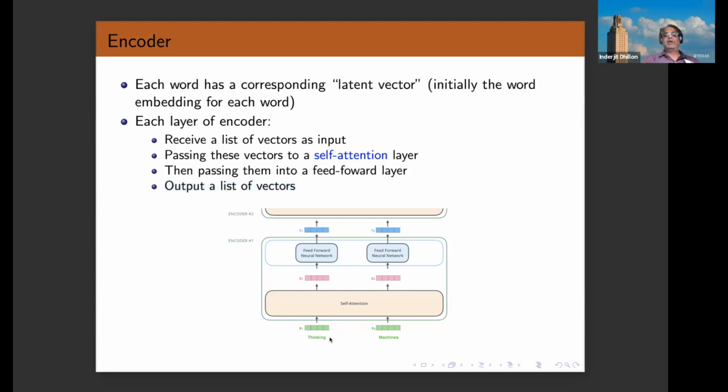Okay. So over here, I think we'll carry this example a little bit later. Suppose you have "thinking machines," just two words in the sentence, so you have a list of two vectors. You transform them through the self-attention layer, and then you pass them through a feed-forward layer, and then that becomes the input to encoder number 2.